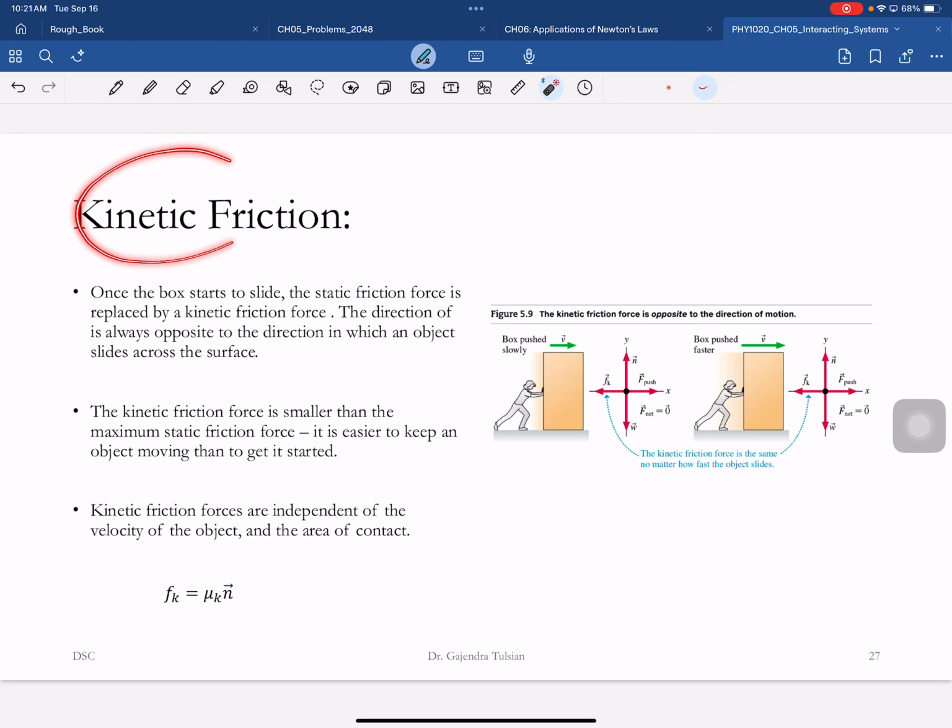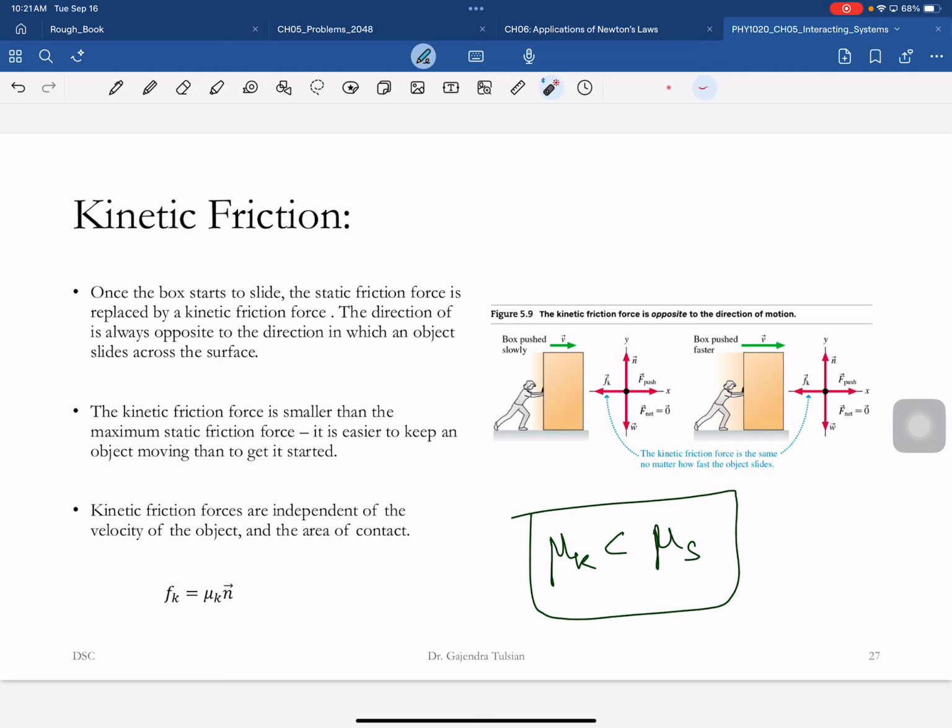So kinetic friction force: once it starts moving, then the friction force is the kinetic friction force. And the kinetic friction force, again, is given by this coefficient of friction, mu k, times the normal force. And this number, mu k, is always smaller than mu s. So what this means is, once an object starts moving, you don't need as large a force to keep it moving. To get it started is harder. The kinetic friction force is smaller than the maximum static friction force. It is easier to keep an object moving than to get it started.